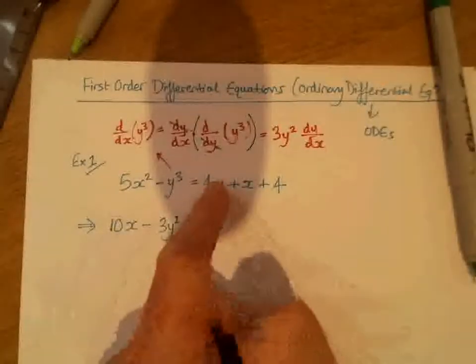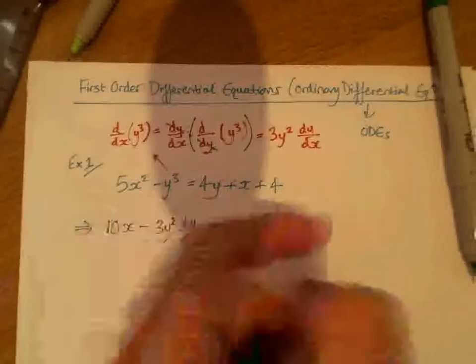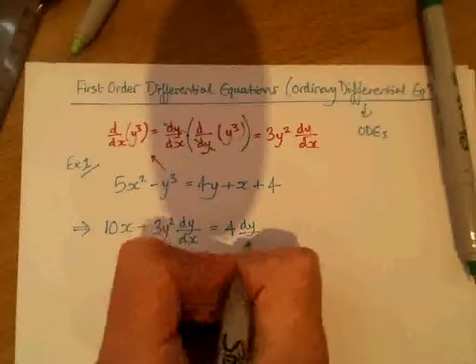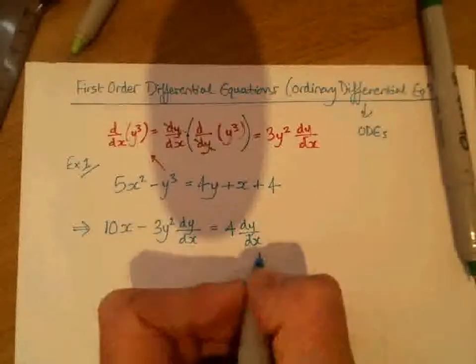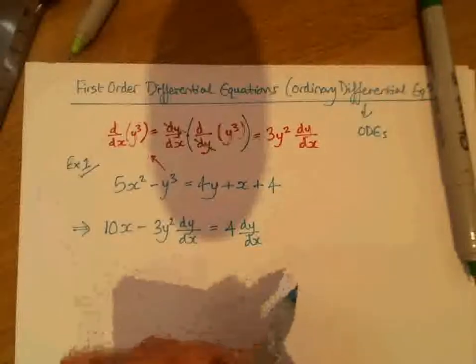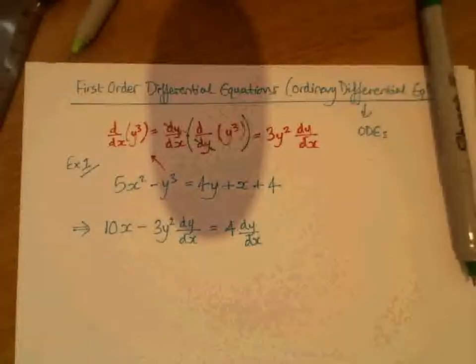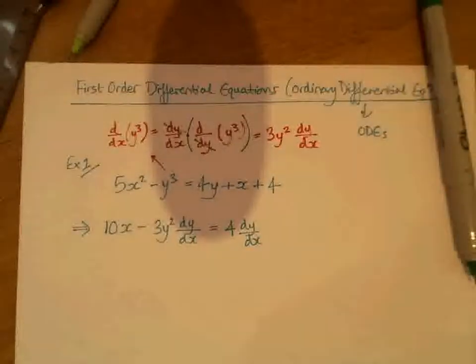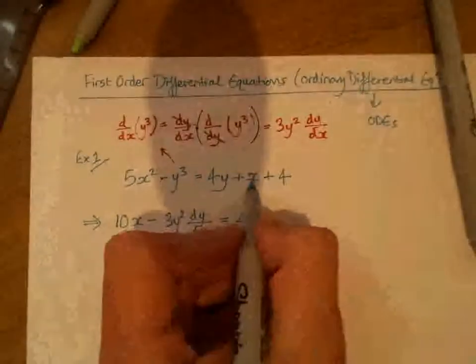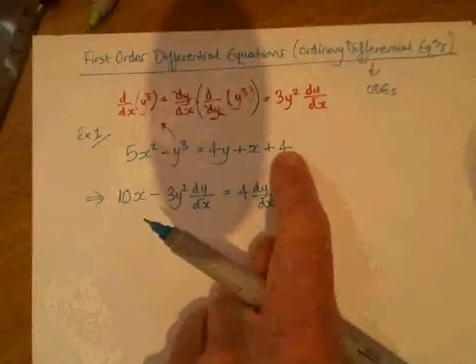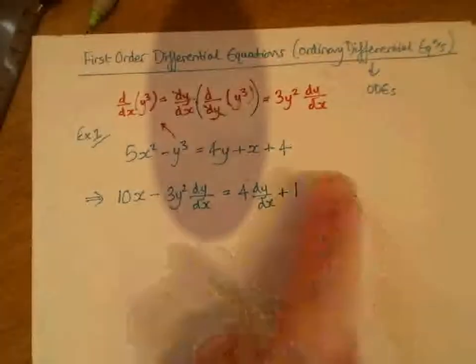we have a similar issue over here. So we can apply it in a similar way, and we'll end up with 4 times dy by dx. And then obviously the plus 4, when we differentiate with respect to x, will just become 0. There's a plus x as well. When we differentiate the plus x, we get 1, and then differentiating the 4, we get the 0 I just mentioned.